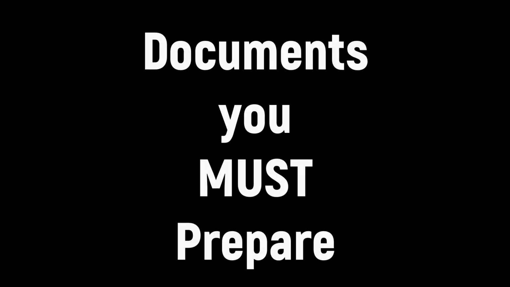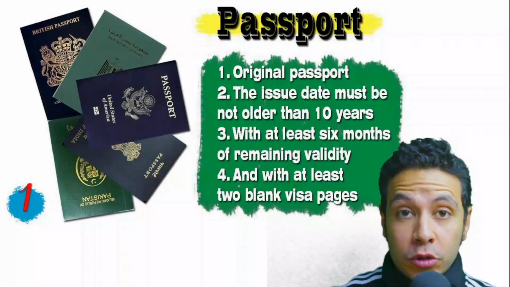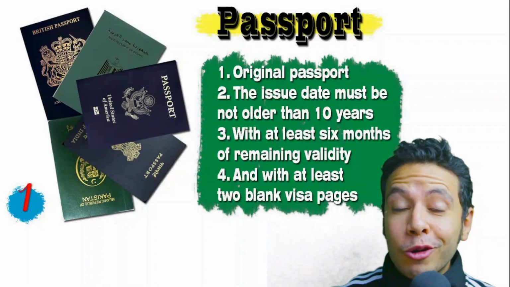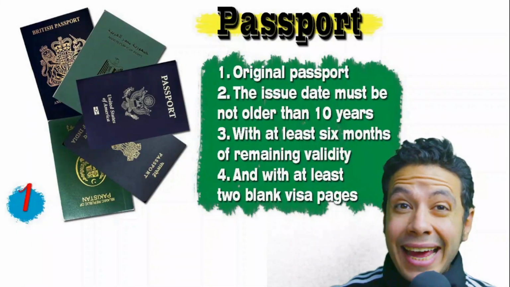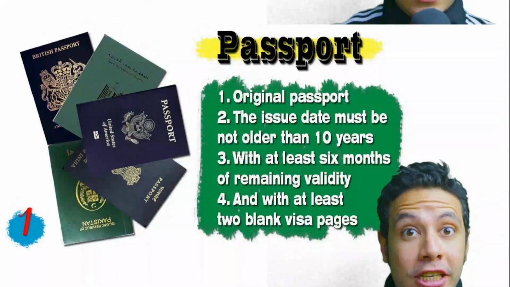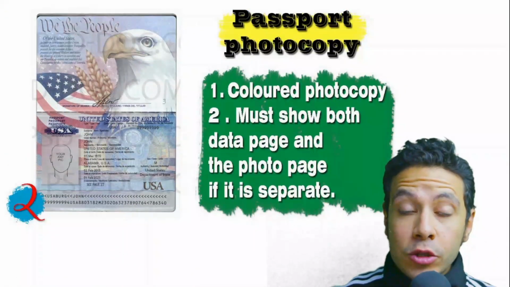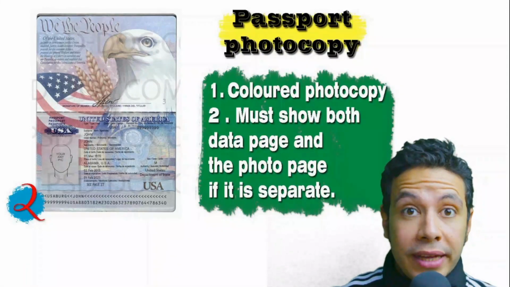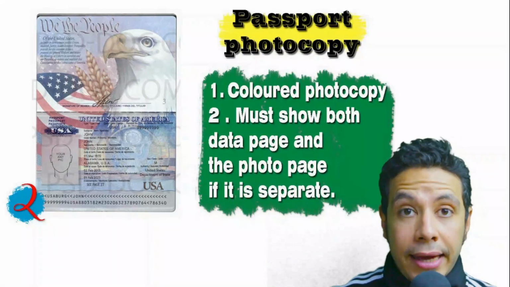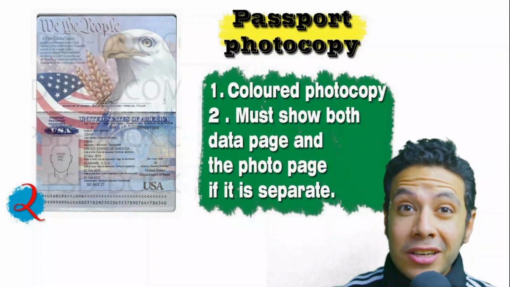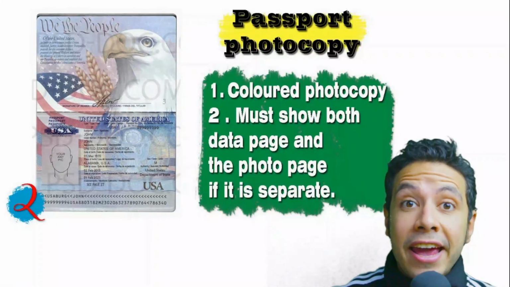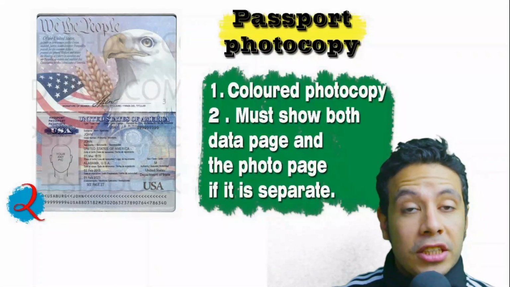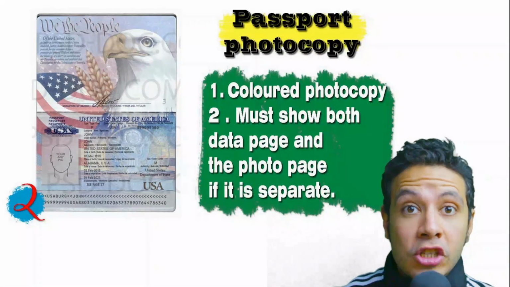So what are the travel documents that you need to prepare before applying for the visa? Speaking about your passport, it must be original and it must not be older than 10 years, with at least 6 months of remaining validity and with at least 2 blank visa pages for the stamps. In many cases, you will need also a passport photocopy. It might be 1 copy or more than one, and it's preferred to be colored, and both the data page and the photo page must be shown if separated. In some cases, you might be required to photocopy every single page of your passport, but in general only the data page and the photo page are the needed ones.